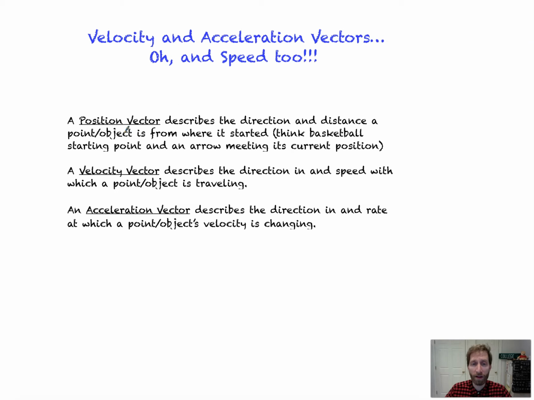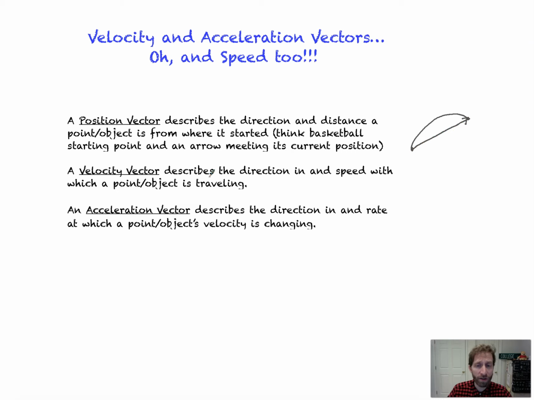So a position vector describes the direction and distance a point or object is from where it started. Think of it like a baseball or a basketball is shot from a starting point. And then an arrow represents from its starting point to where it currently is. We don't generally graph out the position vectors, but that would be like if you shot a basketball from here to here and froze the frame, the position vector would be like you looking at the basketball from here all the way to there, and it's generally plotted as a point.